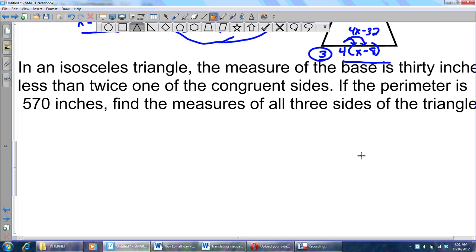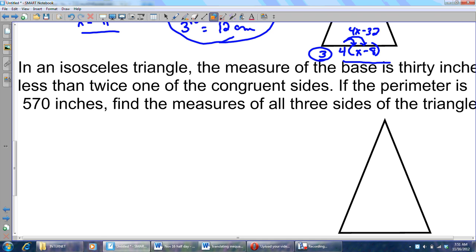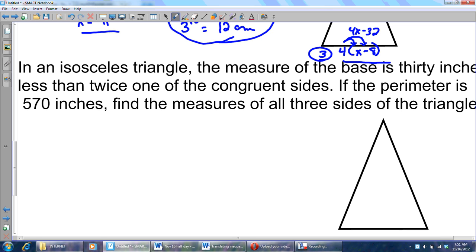And that's important because an isosceles triangle, you have 2 congruent sides, this one and this one. Okay, the measure of the base, that would be the base down there, is 30 inches less than twice one of the congruent sides. Well, how long is this left side? I don't know. Let's call it x, which forces that to be x.